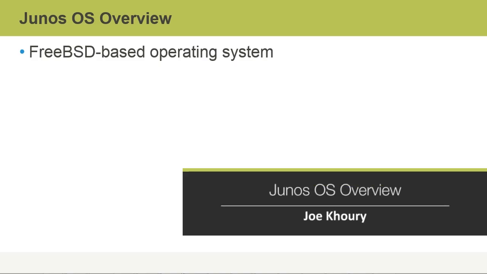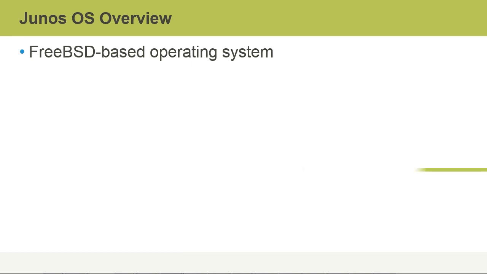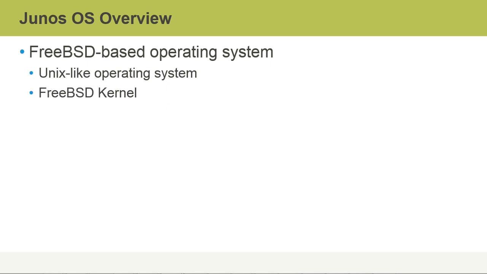Junos Operating System Overview. The Junos operating system is based on the mature, reliable, and open-source FreeBSD operating system. FreeBSD is a Unix-based operating system, and the FreeBSD kernel on which it's based provides many of the vital functions of the operating system, including access to underlying hardware resources. Juniper heavily modified the FreeBSD kernel, optimizing it for network operating system purposes and for their particular hardware platforms.